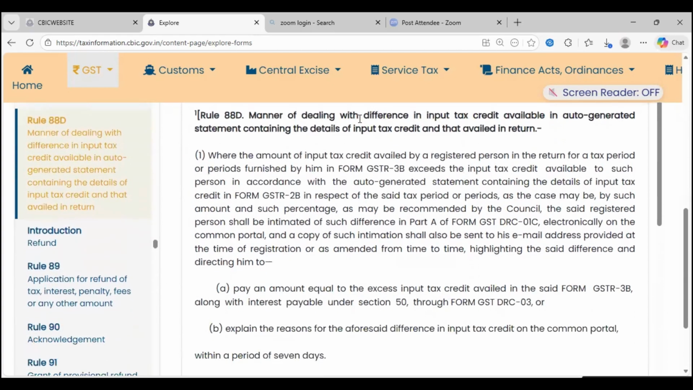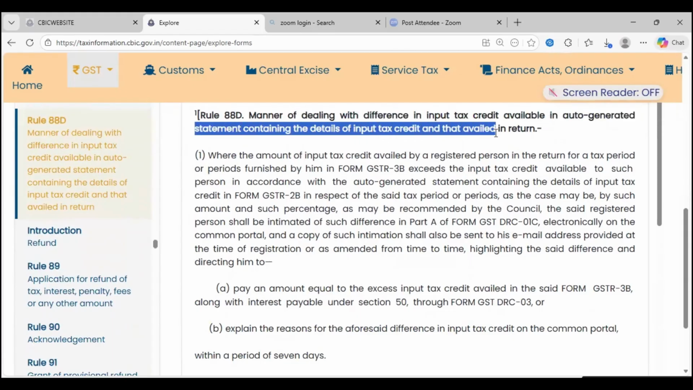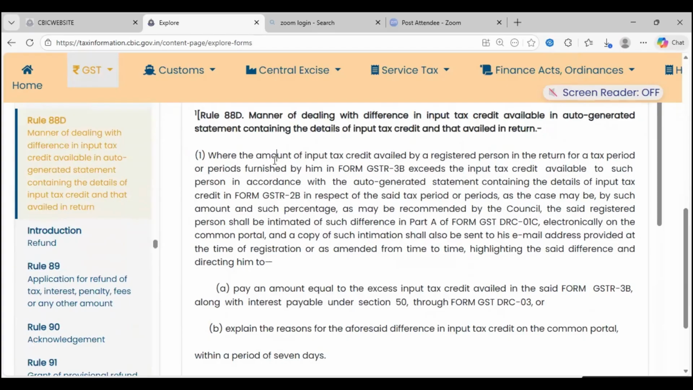Manner of dealing with difference in input tax credit available in the auto-generated statement containing the details of input tax credit and that availed in the return. What is auto-populated versus what you are claiming? This is where you get a notice.